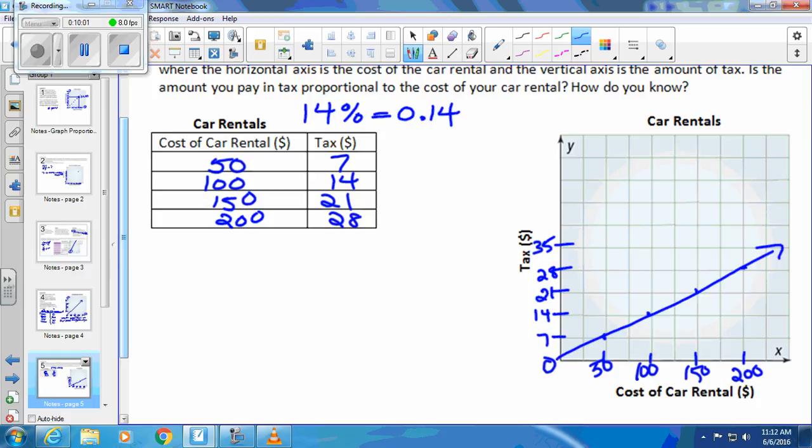Connect my dots, and put my arrow. So they ask again, is this a proportional relationship? So yes, it is a line, same explanation as before, that passes through the origin.